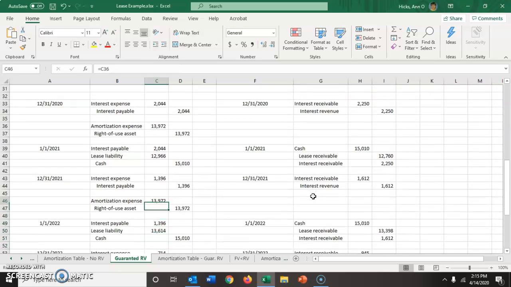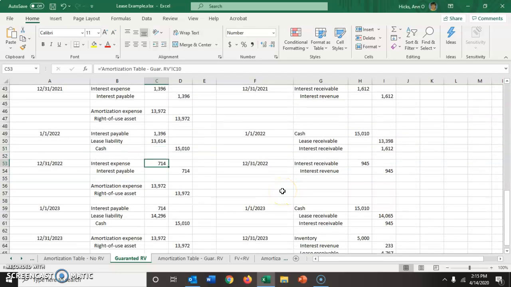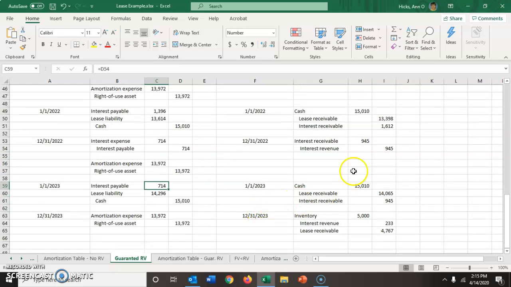12/31/21, same thing. Our interest has changed though because our lease liability has decreased. Our amortization expense remains the same. January 1, 2022, we will debit interest payable, debit lease liability, credit cash. 12/31/22, again, we will record our interest expense and record our amortization expense. January 1, 2023, debit interest payable, debit lease liability, credit cash.